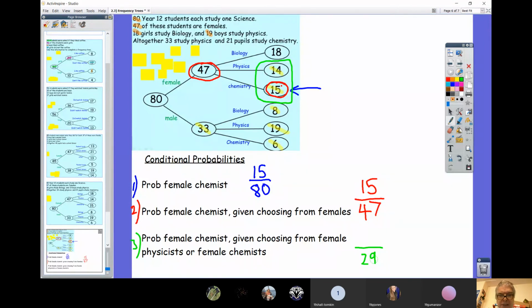Okay, and again, the numerator, Douglas, because we're still then trying to choose a female chemist. The numerator is what? Lovely, super. Okay, so 15 out of 29. So well done, everyone.